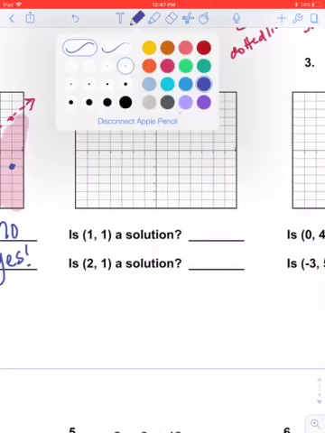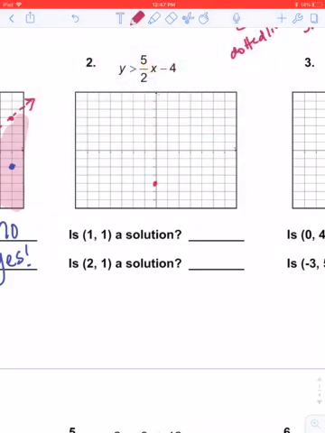So let's do this next one. Again, start with your y-intercept. In this case, it's -4. Do your slope of 5/2. Connect those with a dotted line because it says y is greater than. I need to shade. I'm going to focus my eyes on the y-axis, the y-intercept, and it says y is greater than. So I need to go up the y-axis. So I'm going to shade this way.